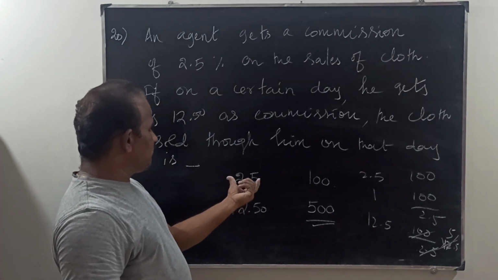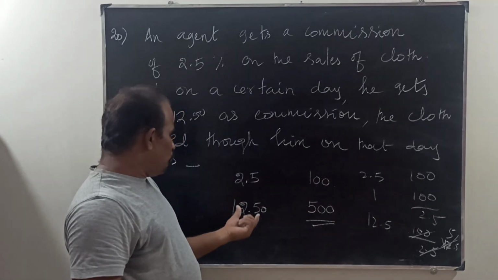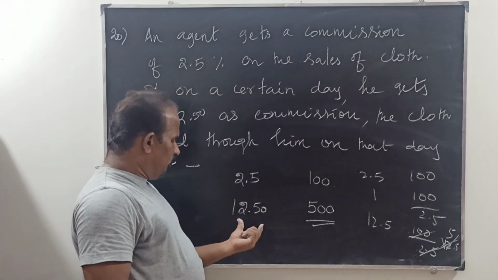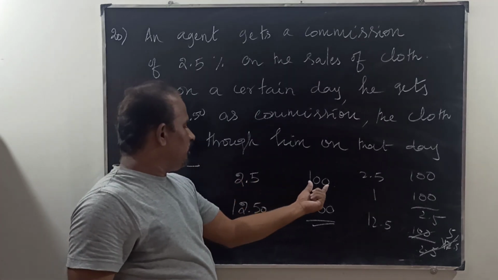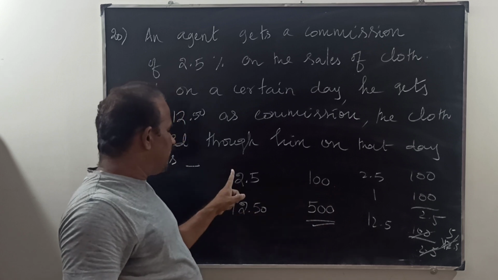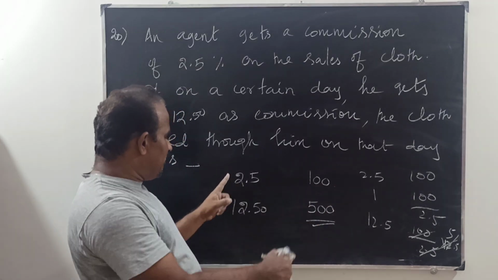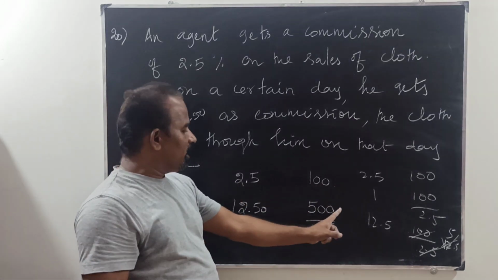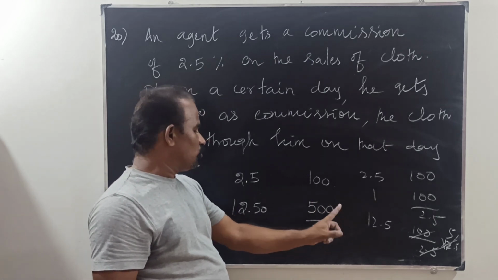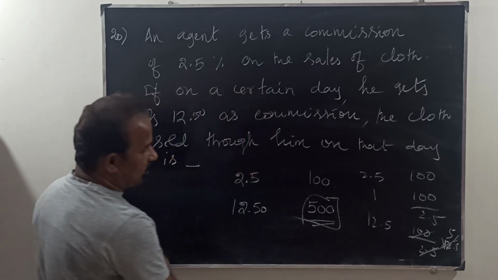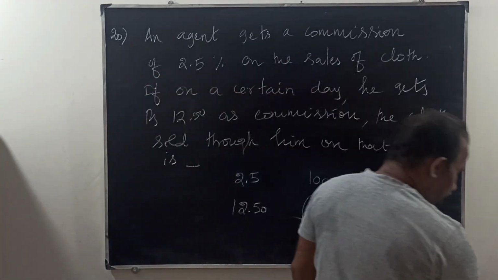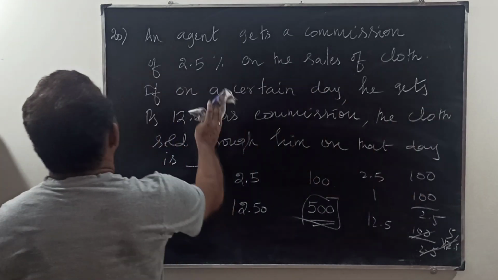If 2.5 is here, it will be 100. If here the 12.5 we need, we have to divide this 100 by 2.5, you will be getting 1 here. If you multiply it by 12.5, you will be getting the same answer. So therefore the answer is 500. Okay.